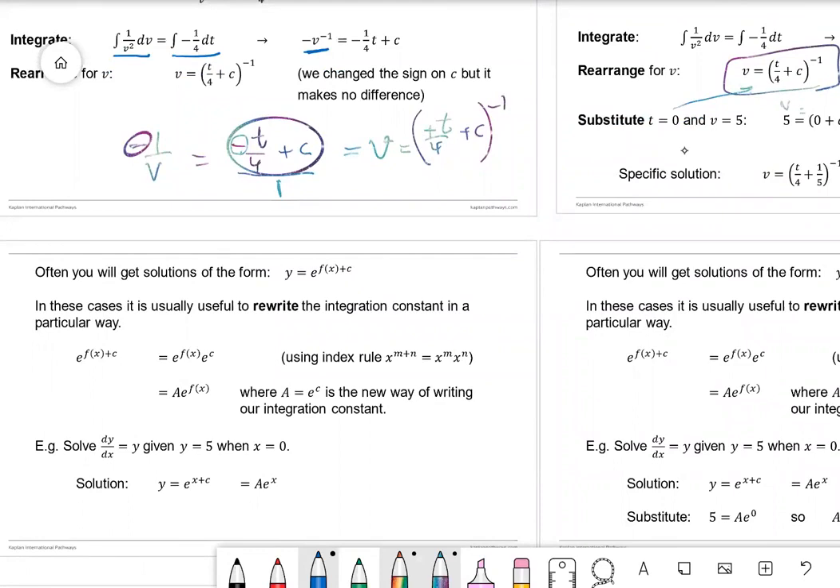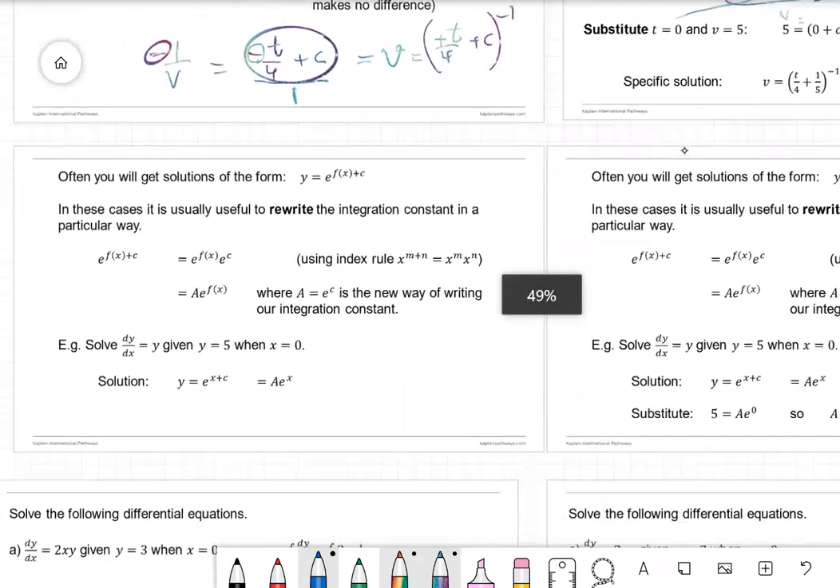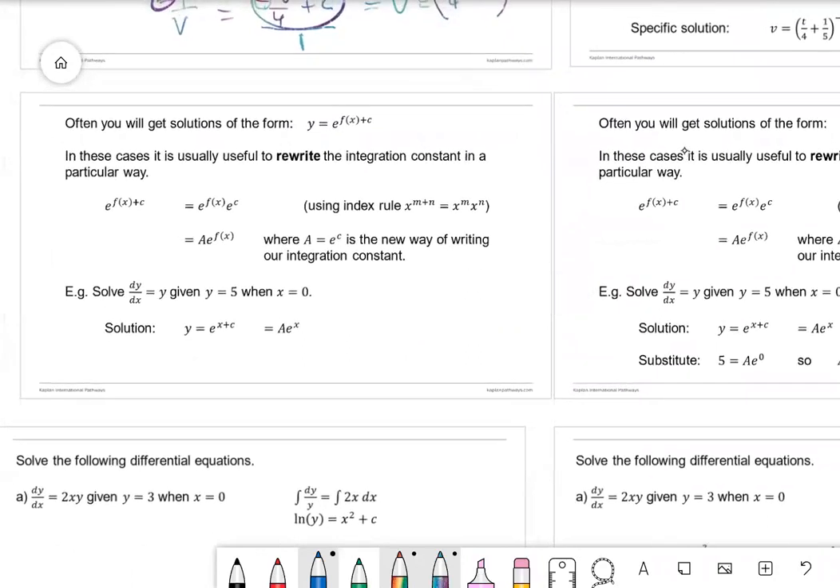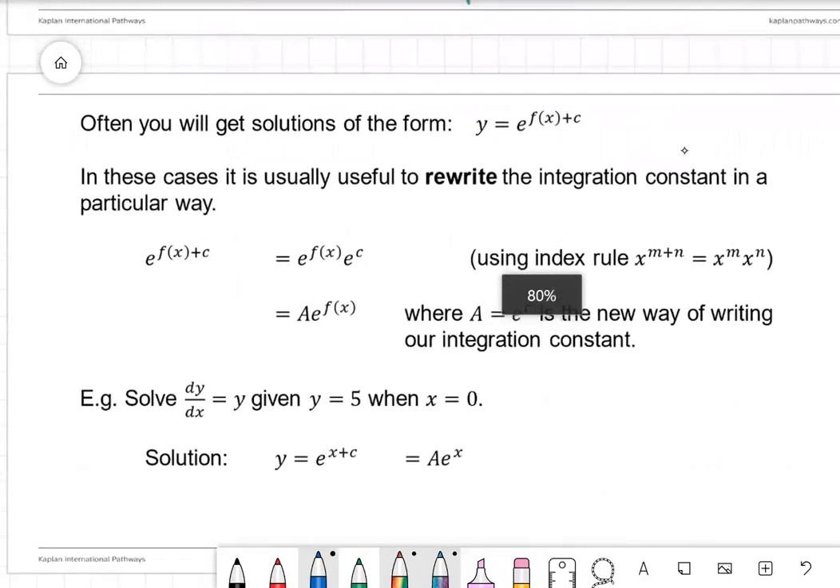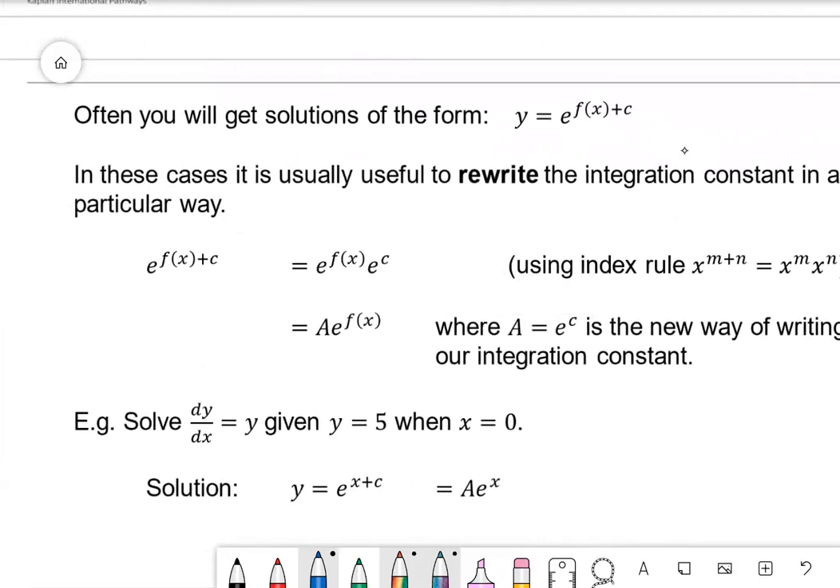Right. Let's see here. This is notes for you as well to know. Sometimes you will often get solutions of the form y equals e to the power f(x) plus c. So both of them are raised as a power of e. So in this case, e to the power f of x plus c you can write as e to the power f of x multiplied by e to the power c.